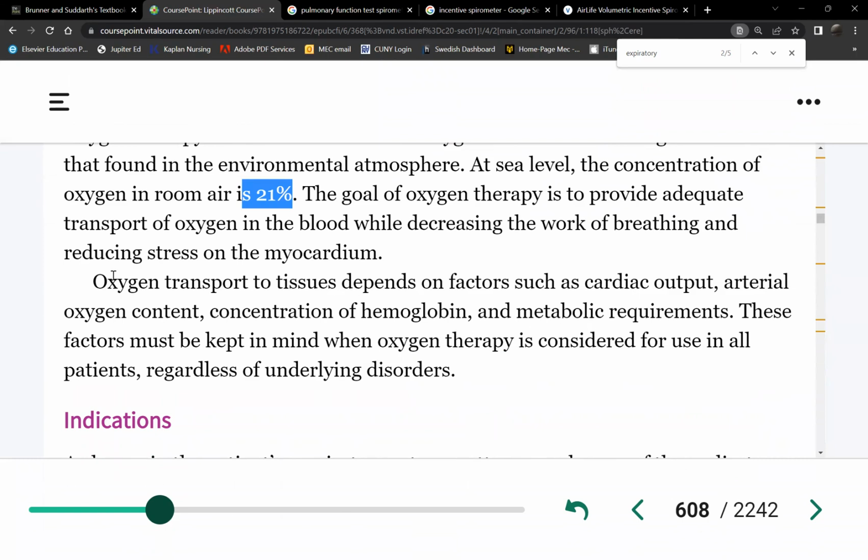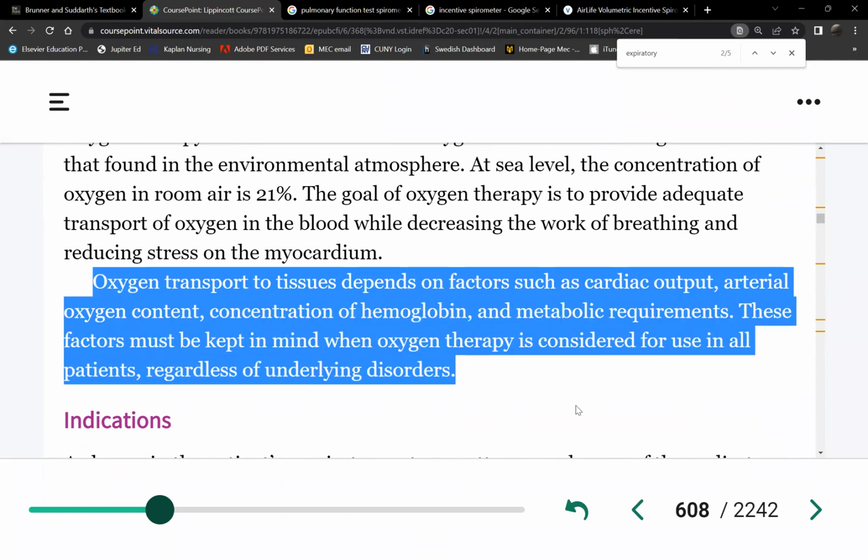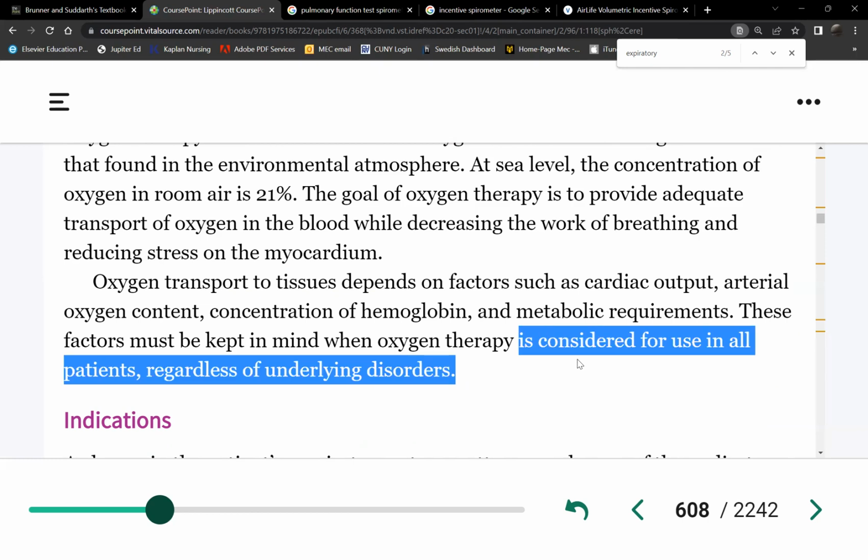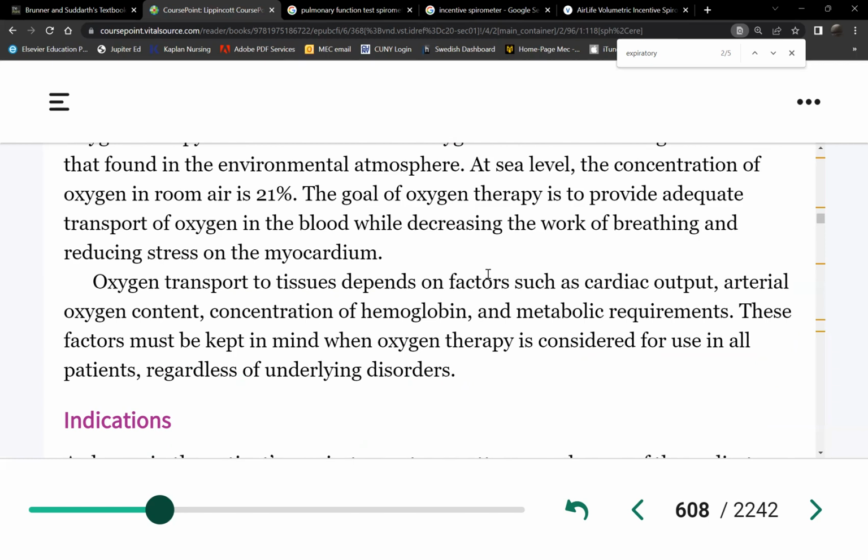can someone read this for me? Rihanna: Oxygen transport to tissues depends on factors such as cardiac output, arterial oxygen content, concentration of hemoglobin, and metabolic requirements. These factors must be kept in mind when oxygen therapy is considered for use in all patients regardless of underlying disorders. Particularly the last few phrases: it is considered for all patients regardless of underlying disorders. Does this include COPD patients? Yes. So the principle here is, if the patient needs oxygen, do you give it?